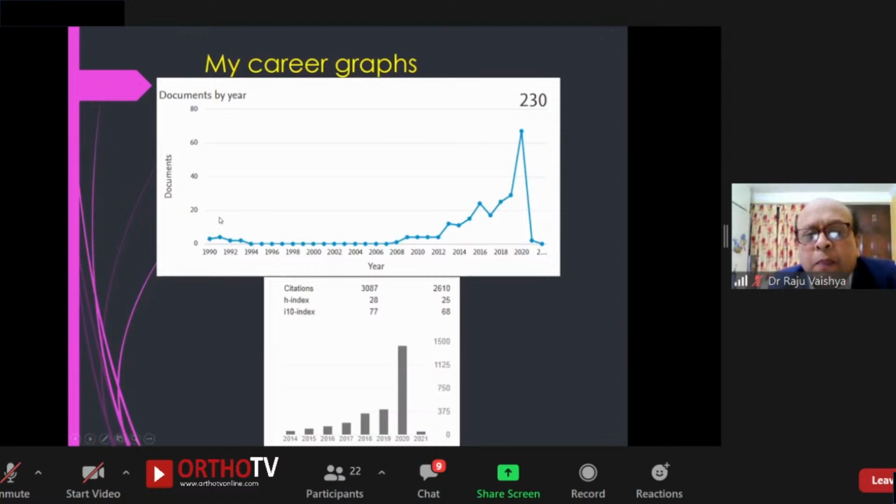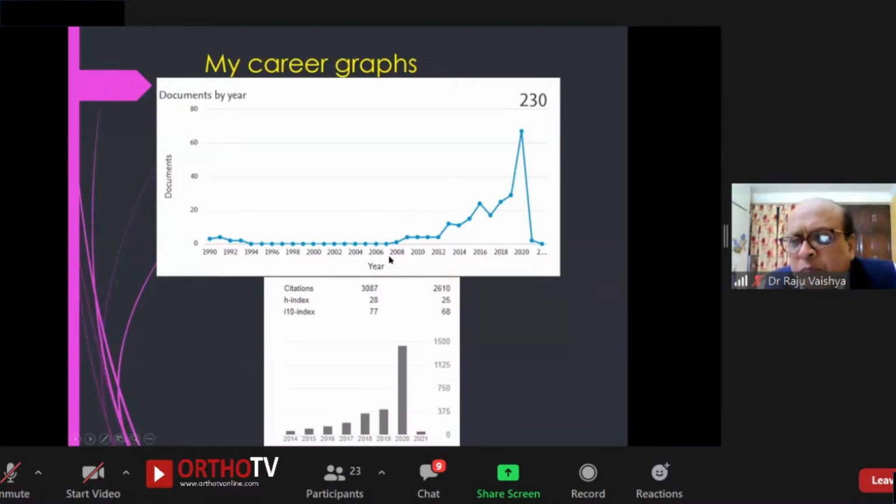This is my career graph. Initially, you do research because it is obligatory to get good jobs soon after your postgraduate examinations. And you do some research, then you go into practice, and you do not have an adequate number of patients or time because of practice, then the research comes to a halt.